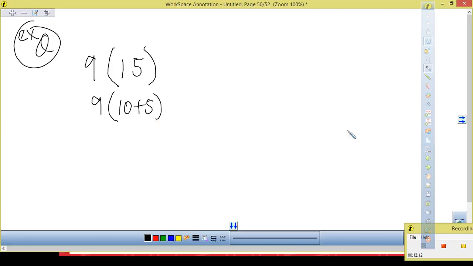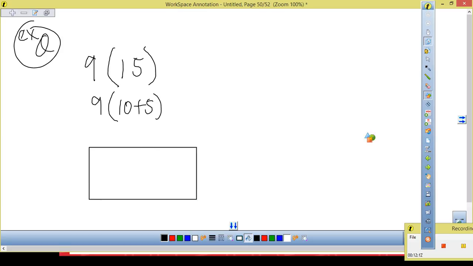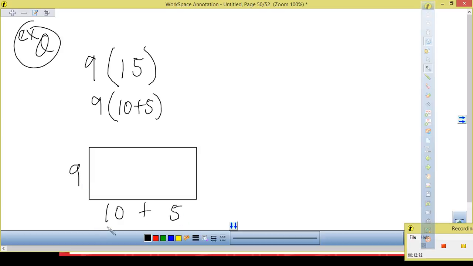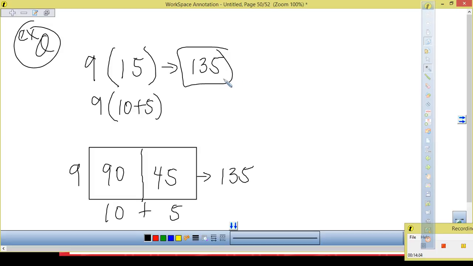And now we draw our area model. Draw your rectangle nice and perfect like mine. Bam! So this is 10 plus 5, and this is 9. So we draw our line straight through here. So, what is 9 times 10? 90. And what is 9 times 5? What is 90 plus 45? 135. They're both positive, so this is 135. How are we doing? Good?